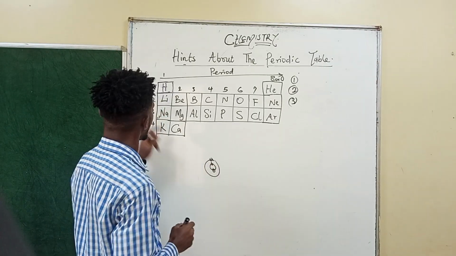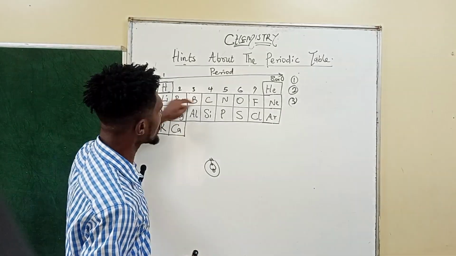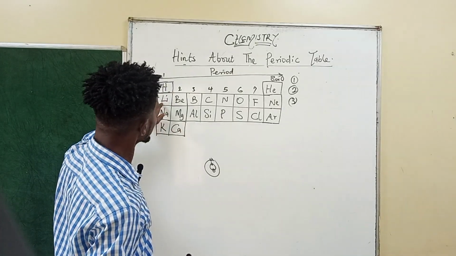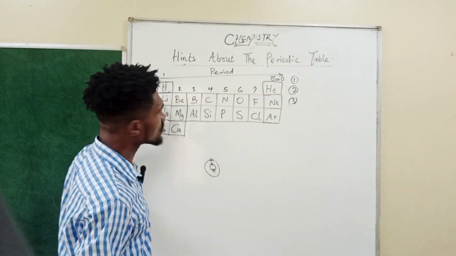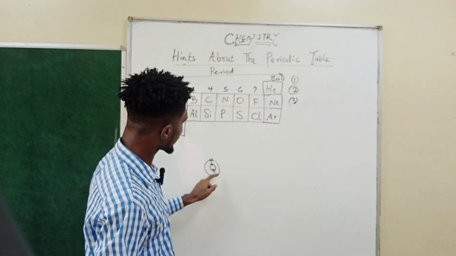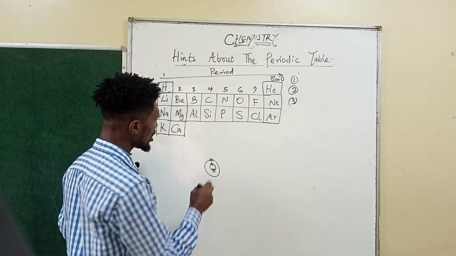This is lithium and it's in period 2. Elements in the same period have the same number of shells. This is lithium, the first element in period 2, till I get to the last element in this period 2 to maintain this shell. That is 2 shells, 1, 2. So let's go.